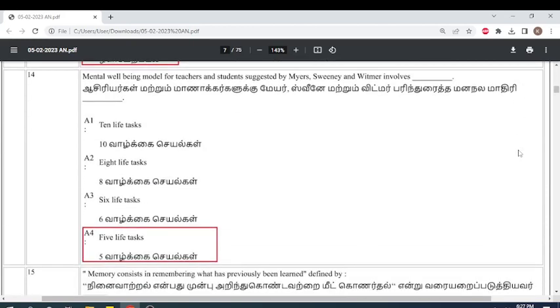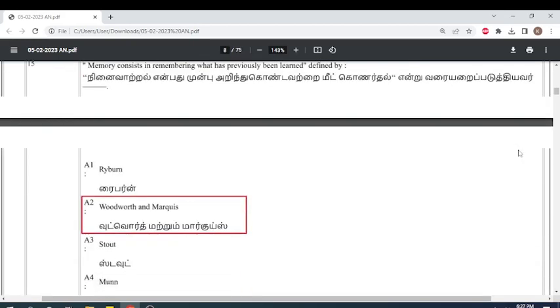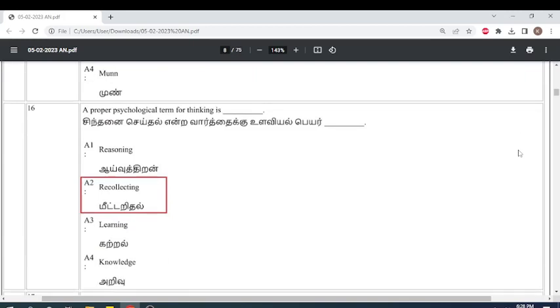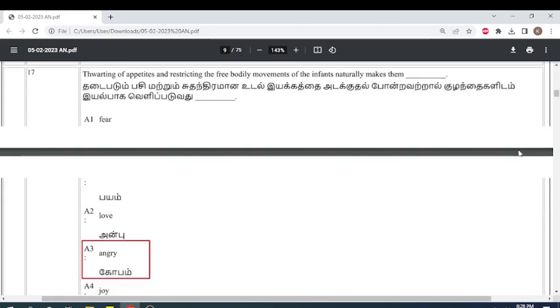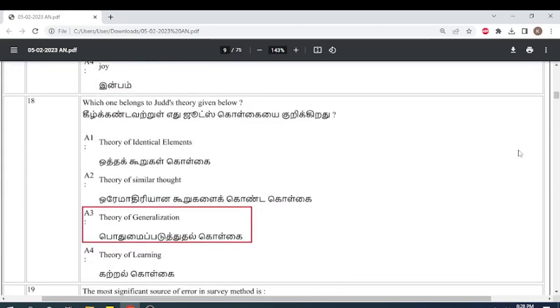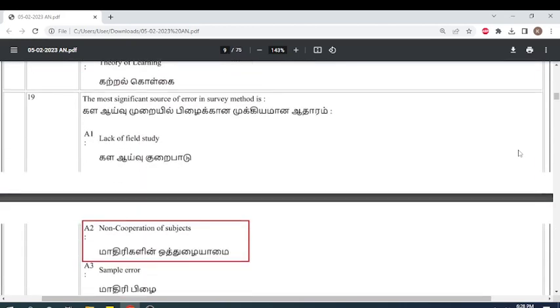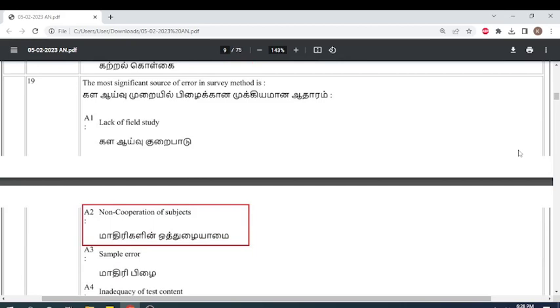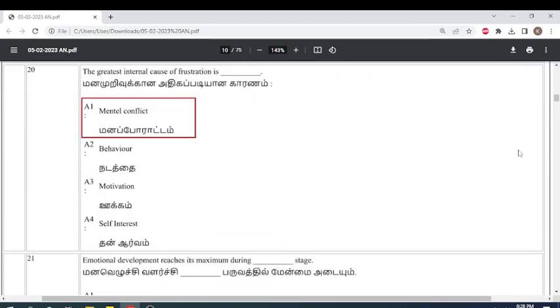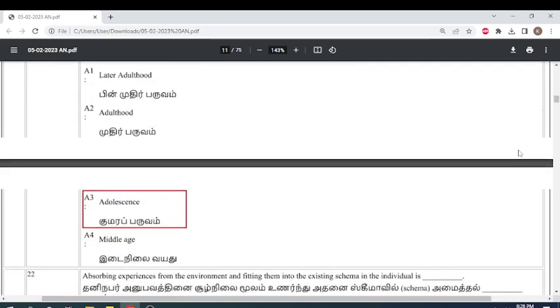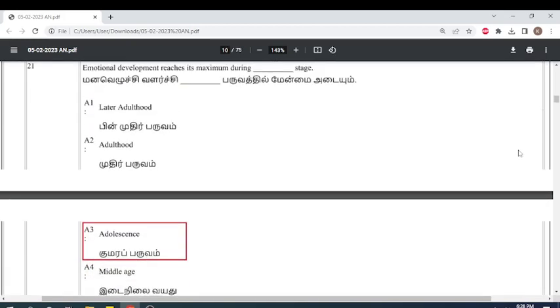14th question kana answer A4. 15th question kana answer A2. 16th question kana answer A2. 17th question kana answer A3. 18th question kana answer A3. 19th question kana answer A2. 20 question kana answer A1. 21 question kana answer A3.